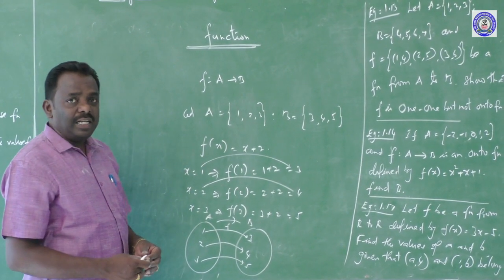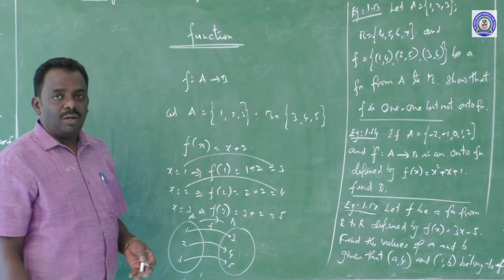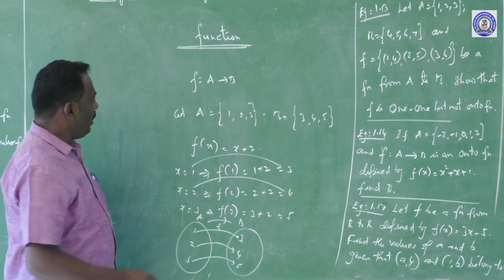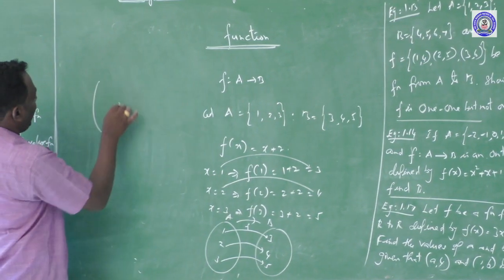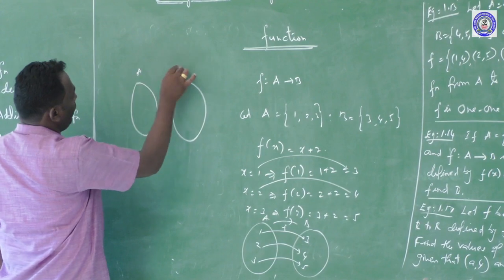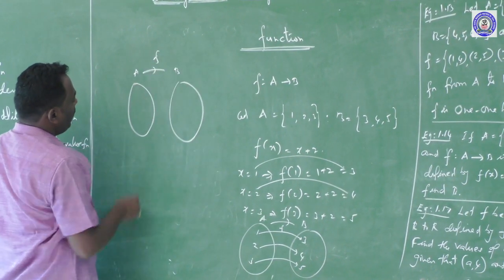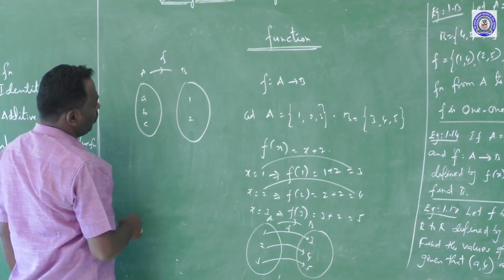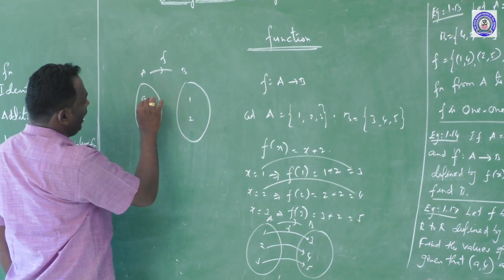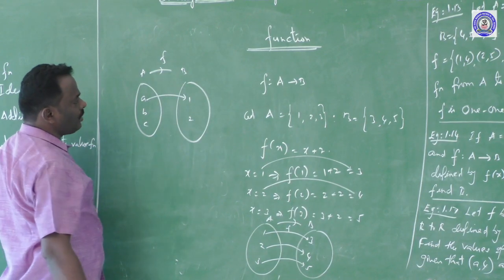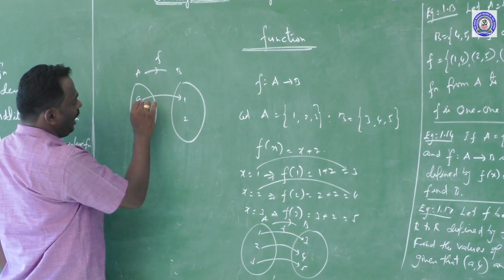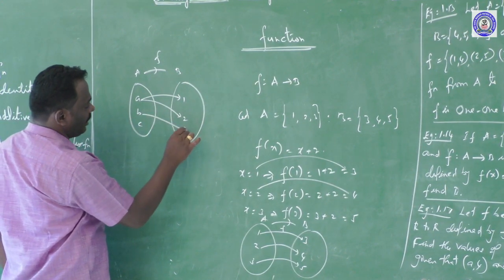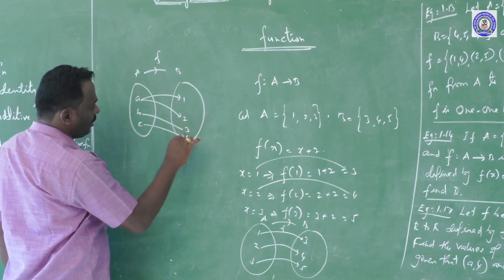Now, when can we say it is not a function? First we have to know when a relation is not a function. Let us consider an arrow diagram from A to B, where the function is defined by f. Take a, b, c in the first set and 1, 2, 3, 4 in the second. Suppose a has the image 1, then a has the image 2, then b has the image 3, then c has the image 4.